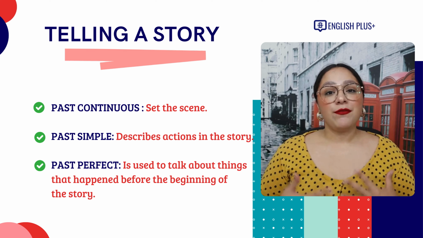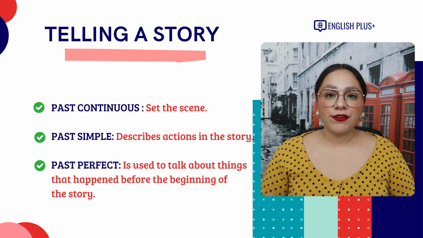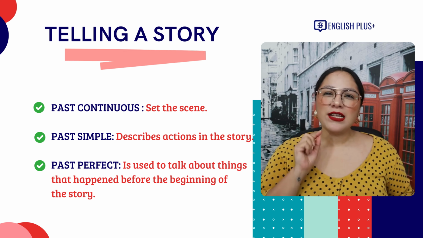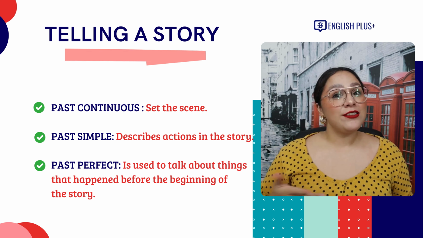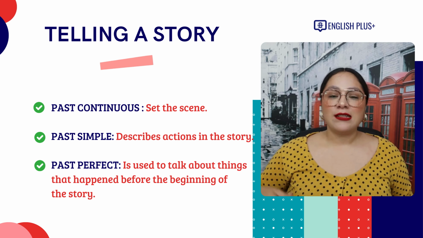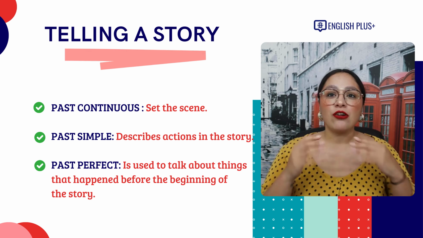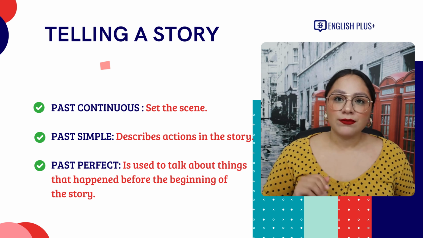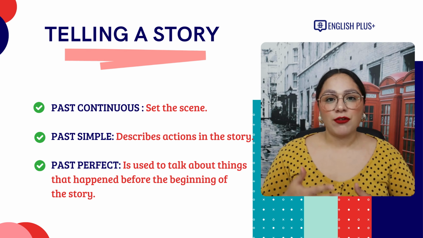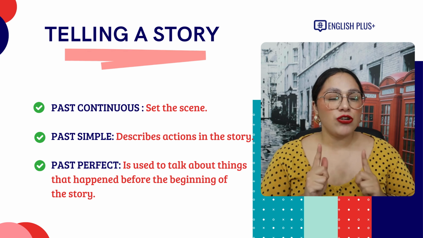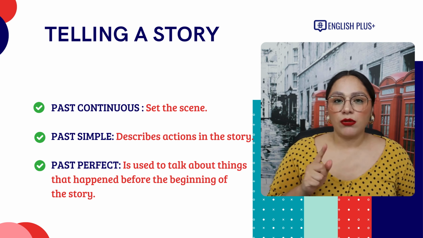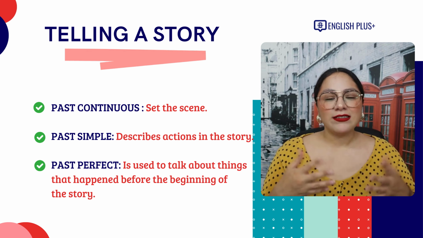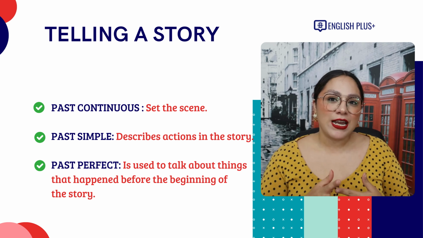As I explained before, I will need some help from different structures that express past to tell a story. Let's see what is the use of every structure in a story. When I am expressing an action in the past continuous, I am establishing the condition or the situation of the scene. What about the simple past? When I am describing actions in the story that happened in a concrete time, usually I express them in past simple. What about past perfect? It is used to talk about things that happened before the beginning of the story.